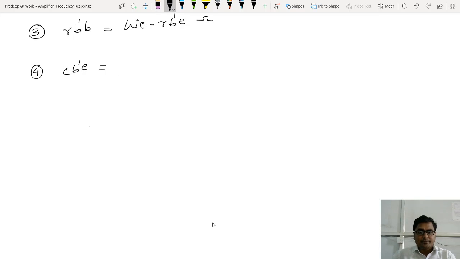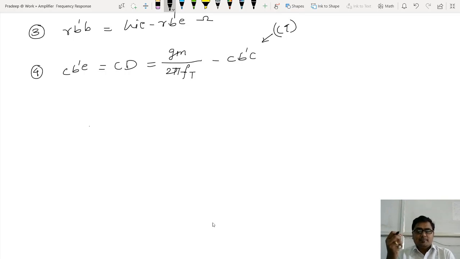C B dash E is referred to as the diffusion capacitance, that is CD, and it has the equation gm divided by 2 pi multiplied by fT, minus C B dash C, the other capacitance. And what is that fT? It is the gain multiplied by bandwidth, the gain bandwidth product. Now what is C B dash C? It is called the transition capacitance.